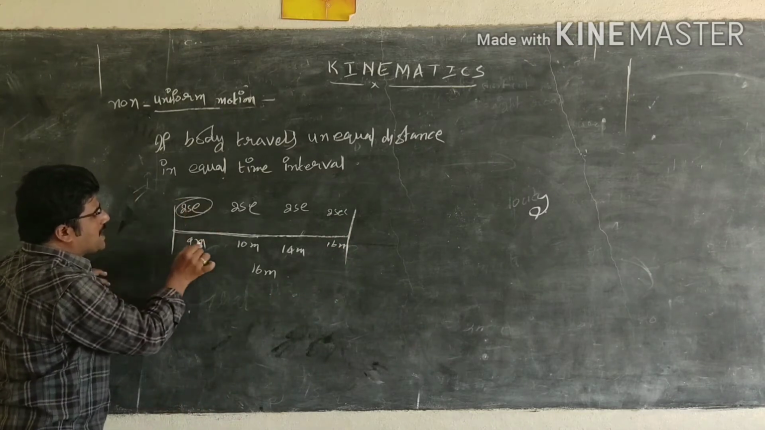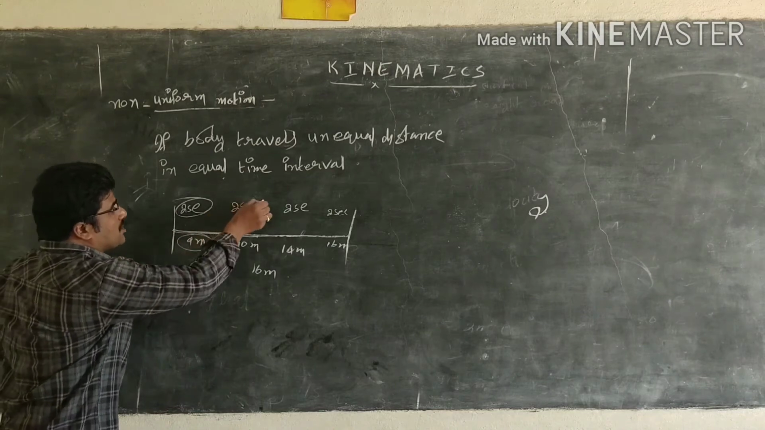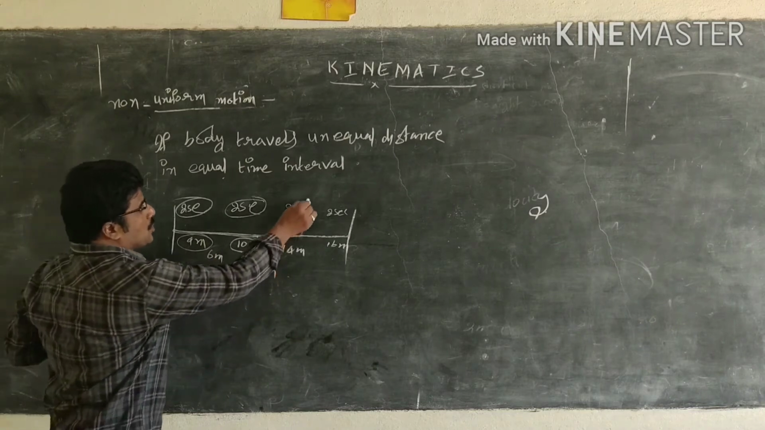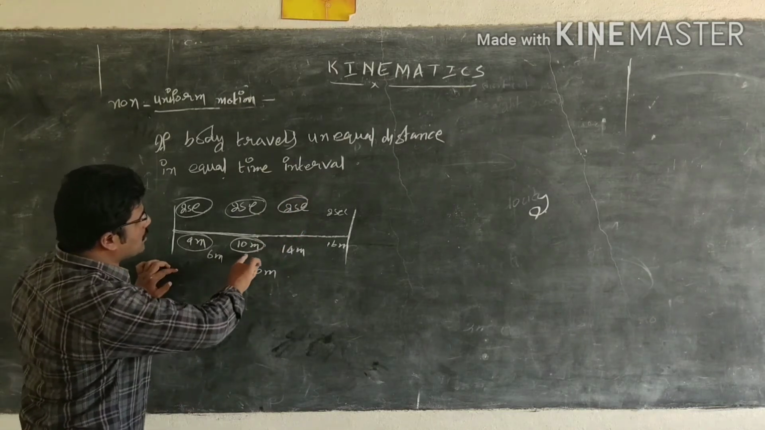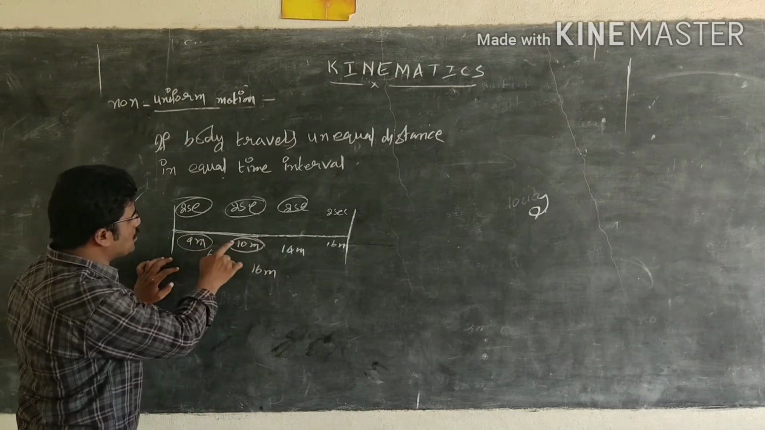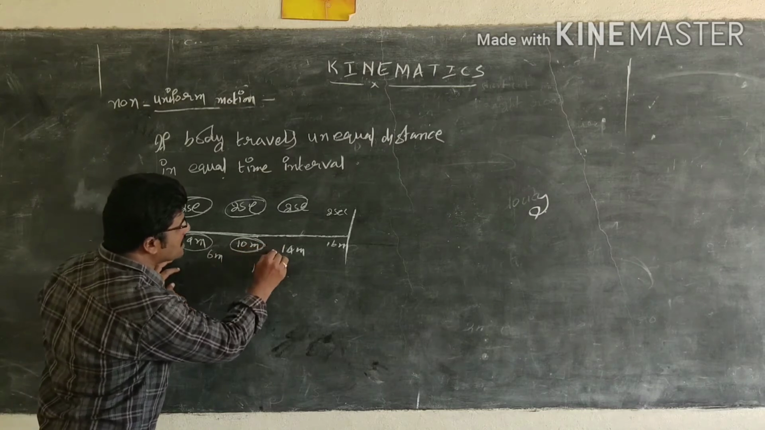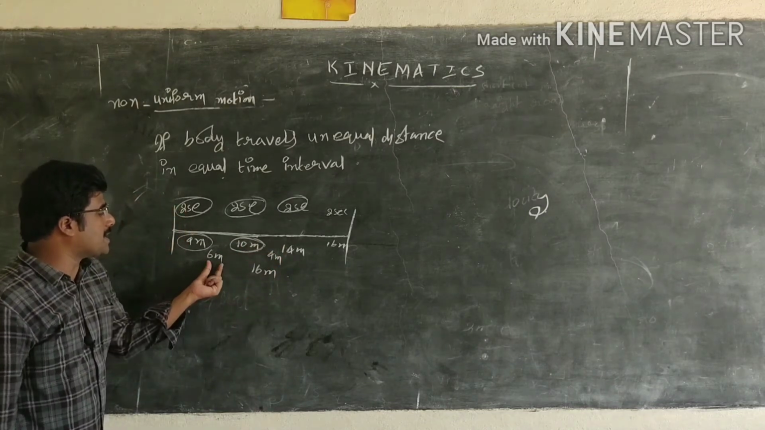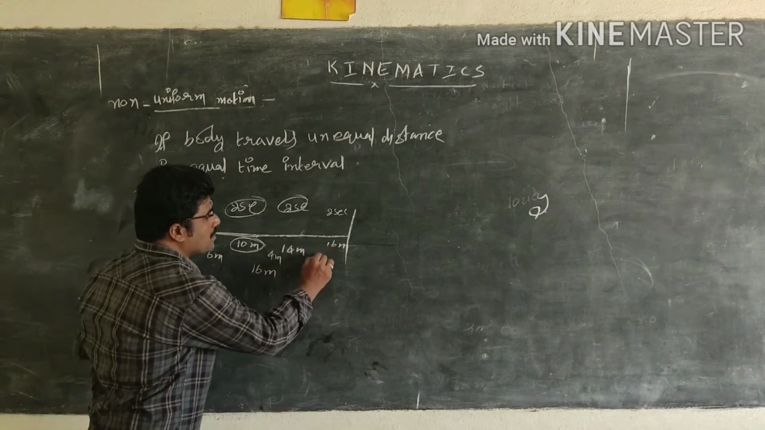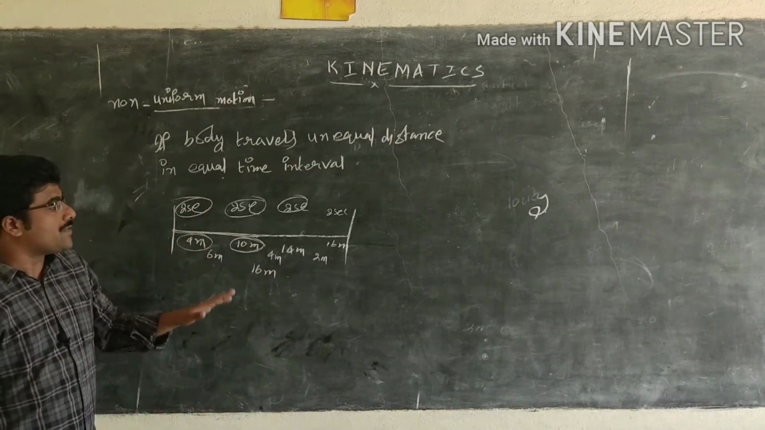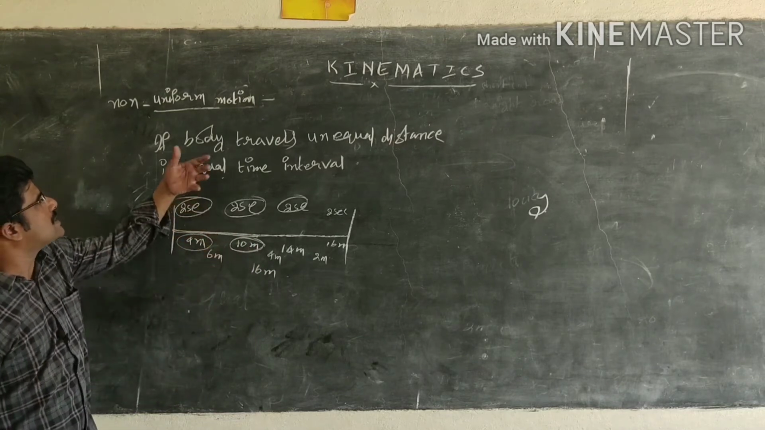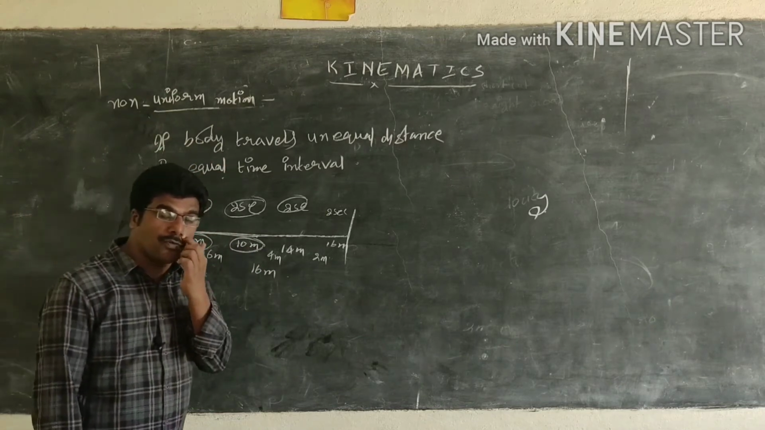Here, for the first 2 seconds, it has travelled 4 meters. For the next 2 seconds, it has travelled 6 meters. From the origin it has travelled 10 meters, which means between these two it is 6 meters, and between these two it is 4 meters. If you observe here, the difference is 6 meters. Here the difference is 4 meters. Here the difference is 2 meters. In this way, it is travelling unequal distance in equal intervals of time. So, such motion is said to be non-uniform motion.